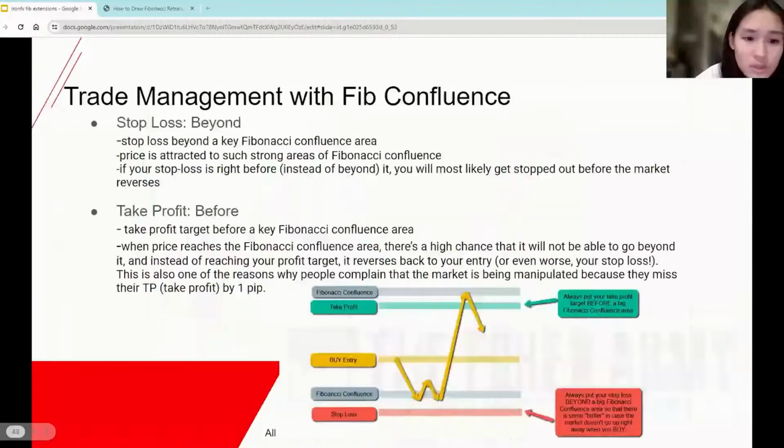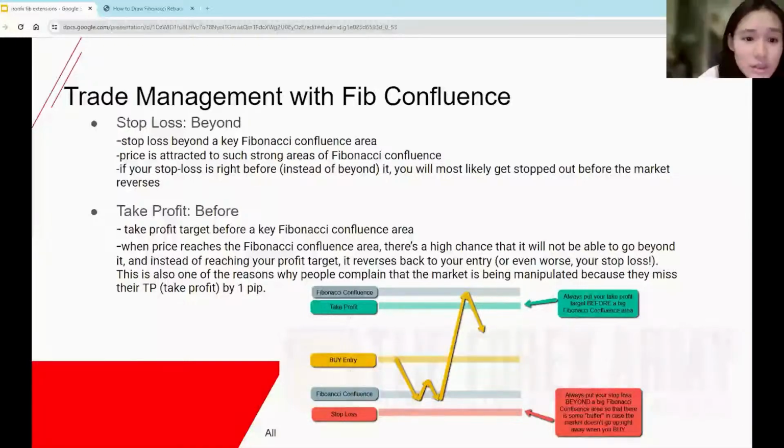Okay, so let's talk a bit about trade management. So earlier I showed you guys how sometimes with confluence areas, you can expect a very brief reversal. So a very brief touch on our confluence area before it starts reversing off of it, especially when you have a very strong confluence area with multiple Fibonacci levels lining up on it. So in order to avoid missing your trade, this is the trade management technique that we like to follow.